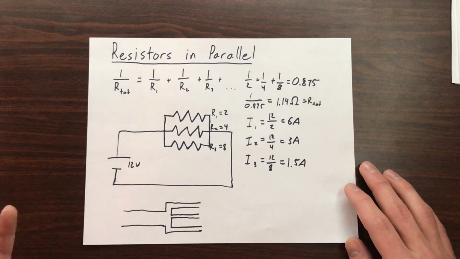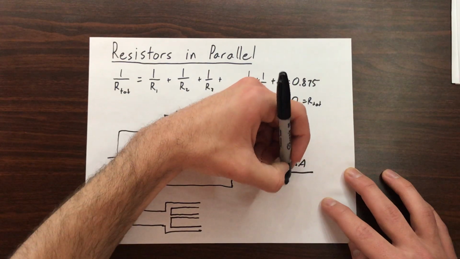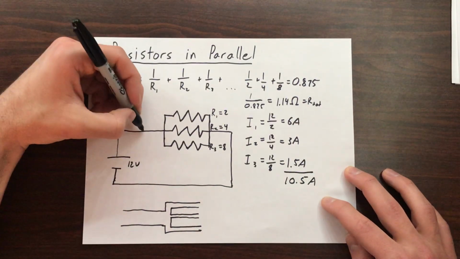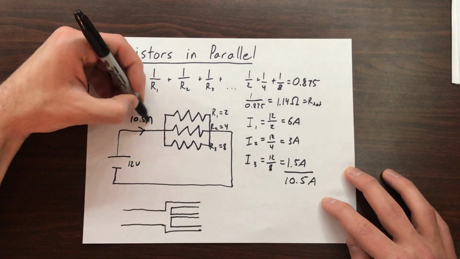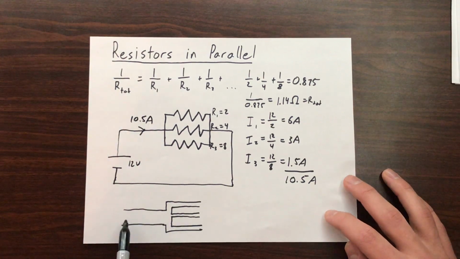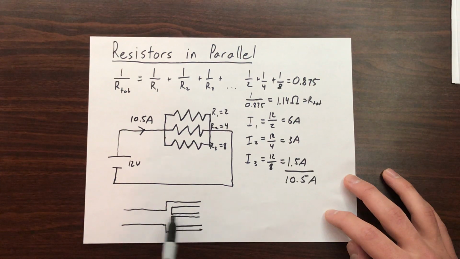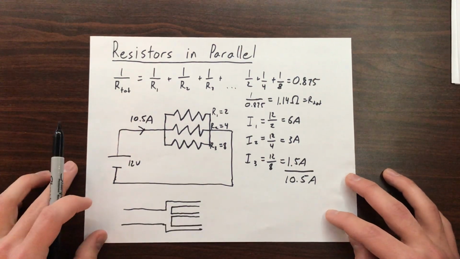And then what's important is you can add them together to get your total current, which in this case is 10.5 amps. So this is the current, you could say, right here. There's a current of 10.5 amps. And you could think about it in terms of water. You've got 10.5 gallons running through right here. And then as it splits up, you've got 6 gallons going here, 3 going there, and 1.5 going there. And then they come back together to be 10.5 gallons again, or 10.5 amps, okay?